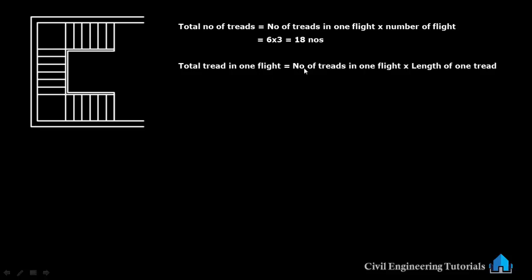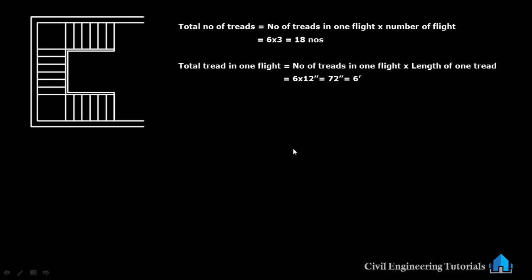So here, how to calculate number of treads in one flight means into length of one tread. Length of one tread 12 inch into number of tread in one flight. So number of tread 6 numbers into one tread length, that is 12 inch or 1 feet, that is 72 inch or 6 feet. Means here to here this distance is 6 feet. Here to here this distance again 6 feet, and here to here this distance again 6 feet. So this is 6 feet.